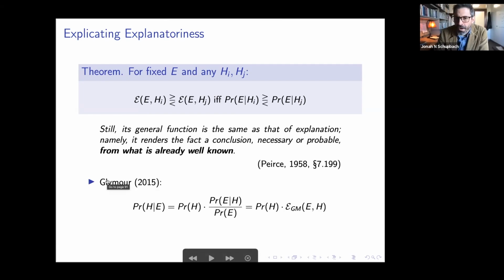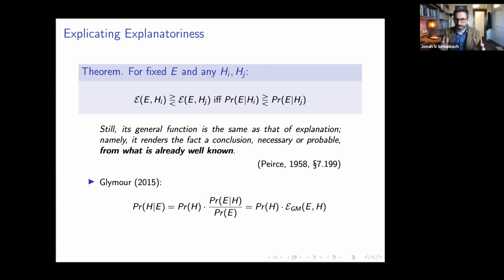So Gleamore offers this idea, which is just to say nothing more or less than that the posterior probability of a hypothesis, the probability that a hypothesis has conditional on the evidence, is what we mean by explanatoriness. And the fact that Gleamore's idea accommodates this sort of intuition here is made more apparent by the fact that we can write posterior probability as the product of the prior probability of a hypothesis and its measure of explanatoriness according to the Good and McGrew measure on the previous screen.